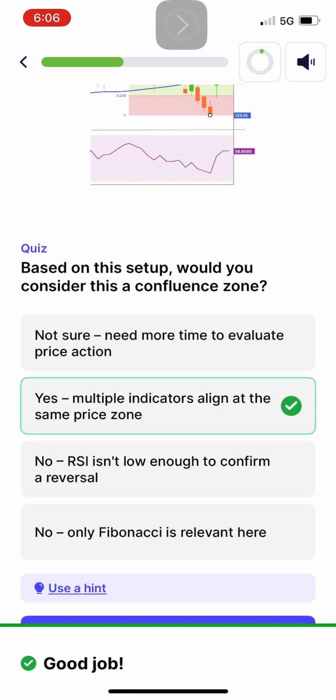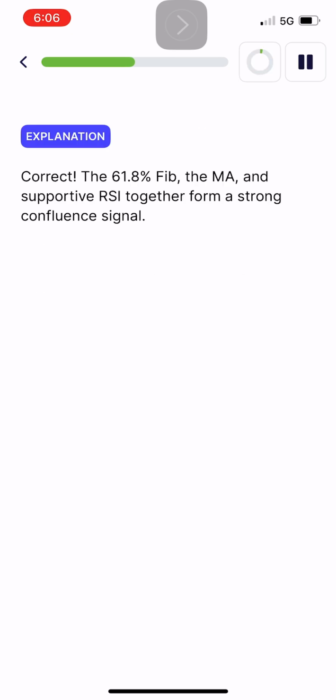Yes, you're right. Correct. The 61.8% Fib, the MA, and supportive RSI together form a strong confluence signal.